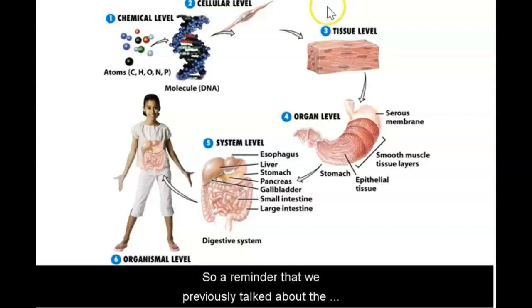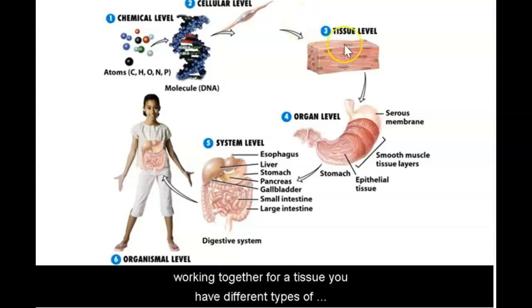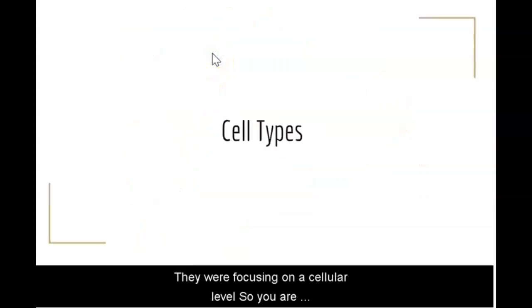So a reminder that we previously talked about the cellular level and about how you have different cells working together for a tissue. You have different types of tissue that will create an organ, different organs functioning together for a system. So today we're focusing on that cellular level.